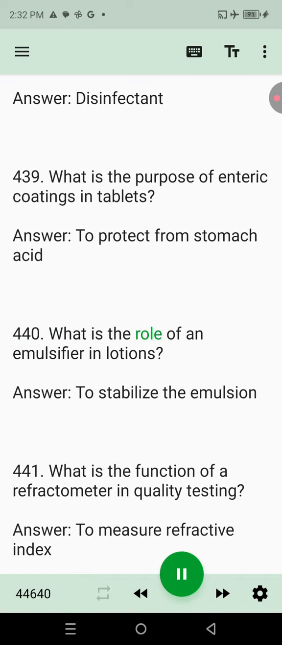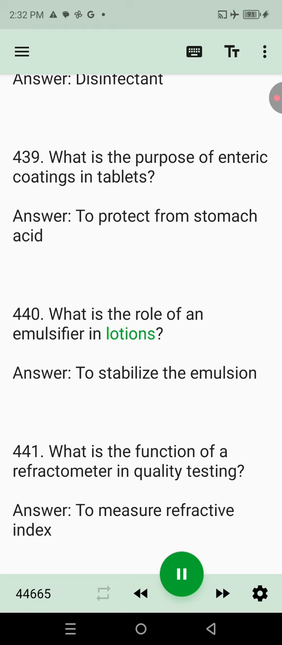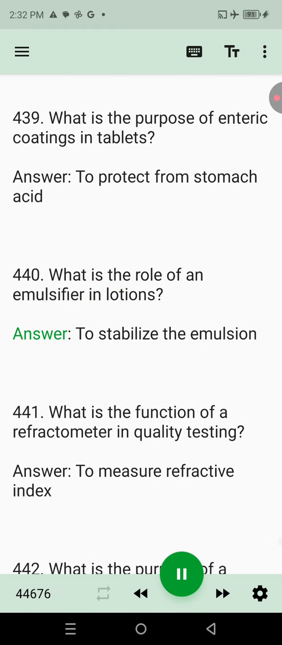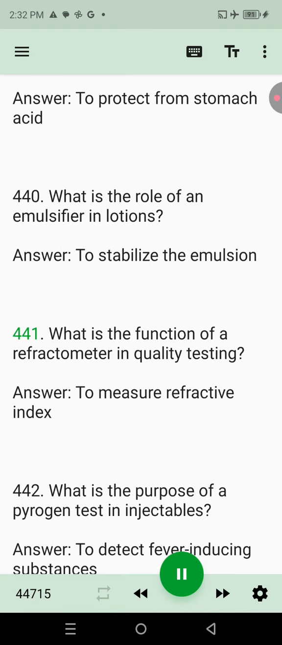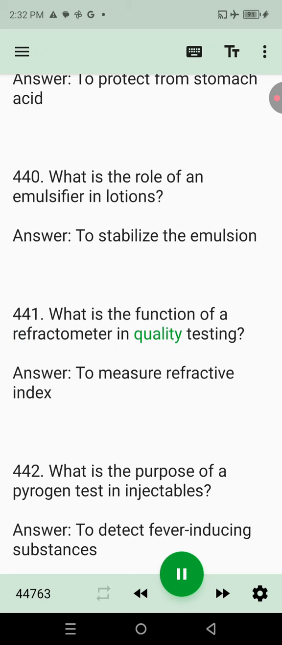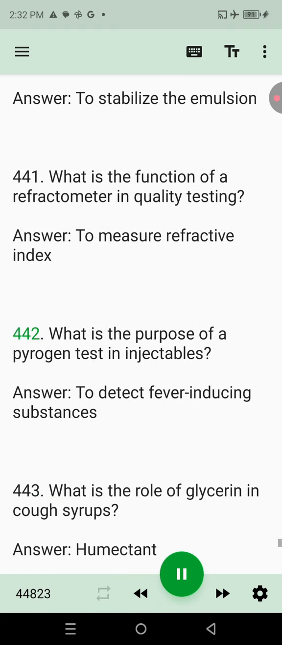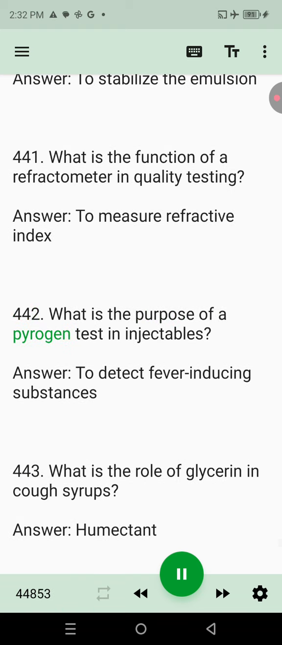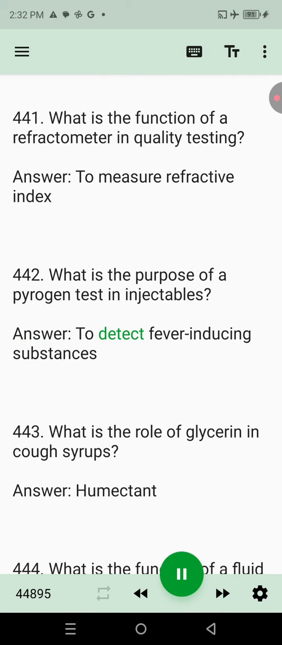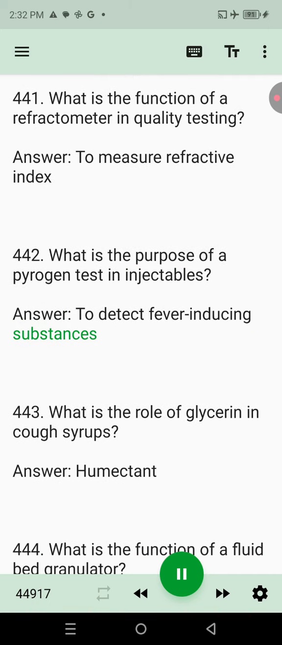440. What is the role of an emulsifier in lotions? Answer: to stabilize the emulsion. 441. What is the function of a refractometer in quality testing? Answer: to measure refractive index. 442. What is the purpose of a pyrogen test in injectables? Answer: to detect fever-inducing substances.